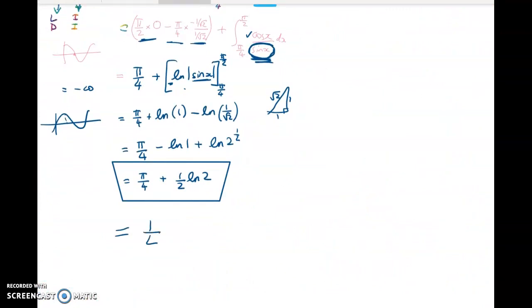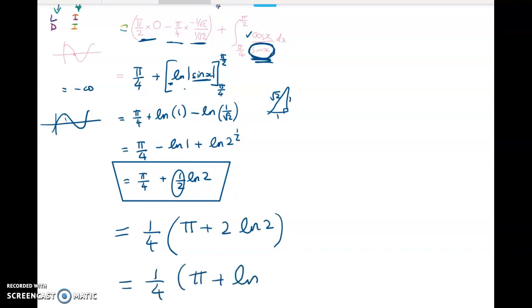Let's see, we've got 1/4, and now we've got pi. And to make this 1/2, we need to have 2 log 2. So there you go, that's how we get our natural log of 4. So we get our final answer, putting this all back together into here, 1/4 of pi plus the natural log of 4 as required. So quite a nice question.